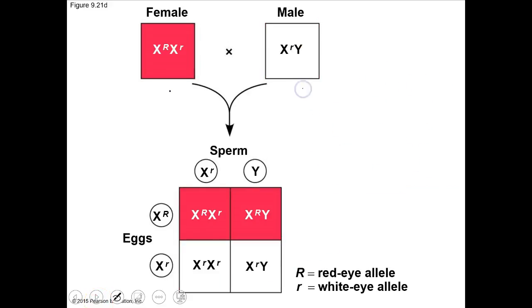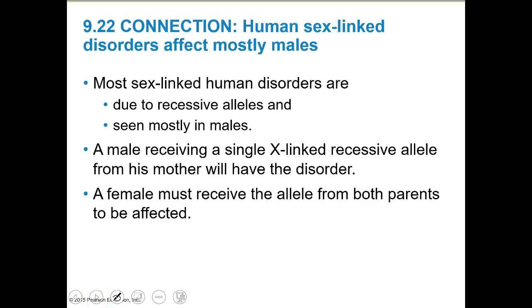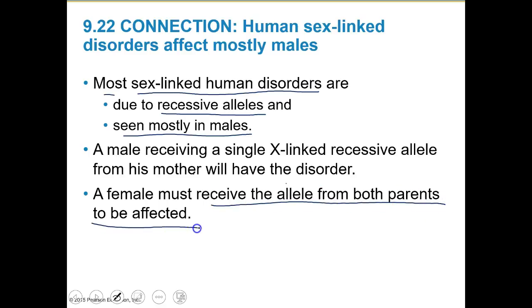So again, if the male is this way and the female happens to be heterozygous, then we can get a female finally that expresses that trait, but a male also. For particular sex-linked traits, like color blindness, it's more likely for a male to get it than a female. Most sex-linked human disorders are due to recessive alleles, and they're mostly seen in males. A male receiving a single X-linked recessive allele from his mother will have the disorder. A female has to receive the allele from both parents to be affected.